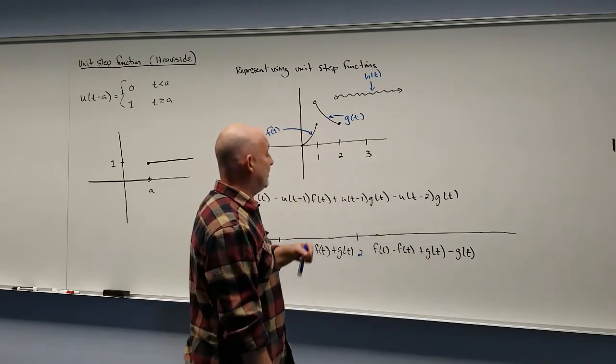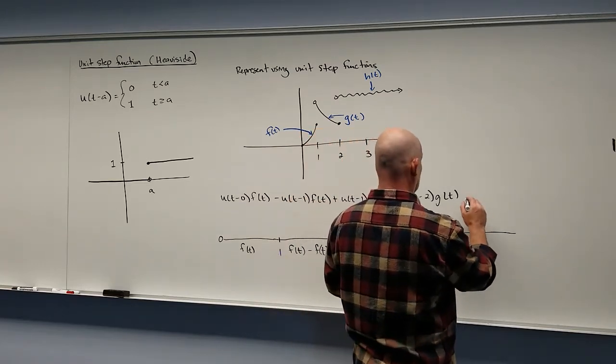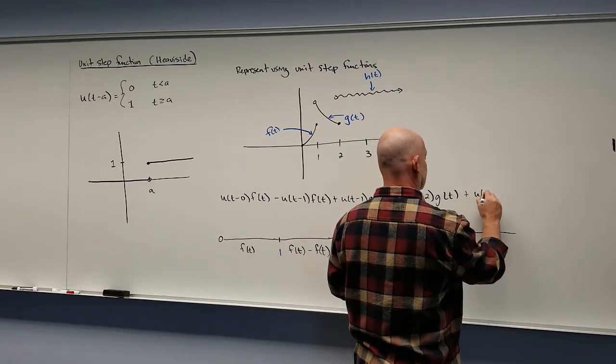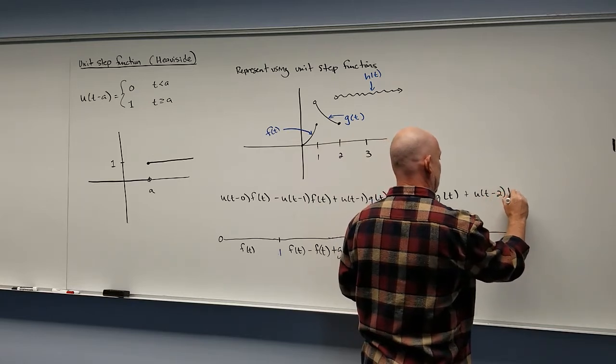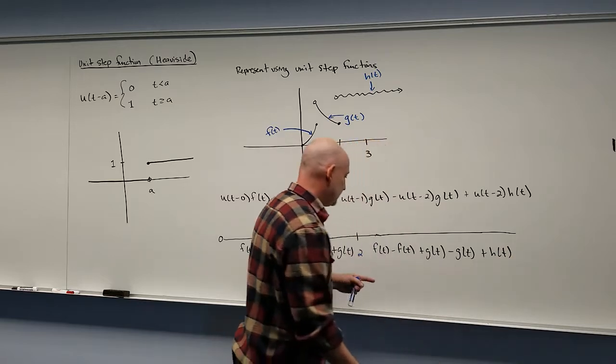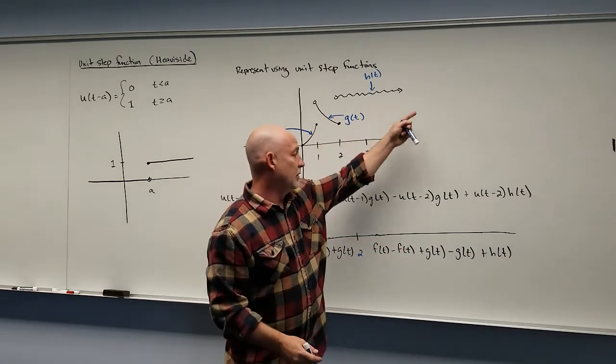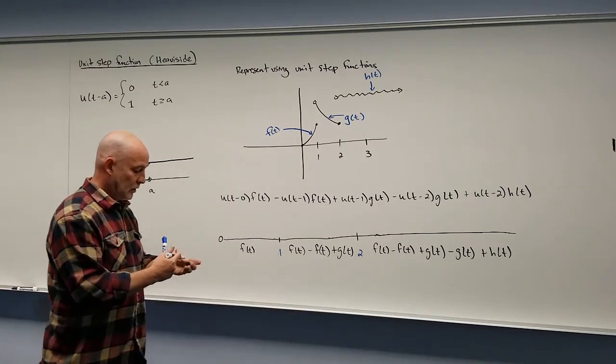Now what do we want to happen? We want h of t to happen at 2. So at u of t minus 2, we want h of t to happen. So plus h of t. And notice if you simplify that, the only thing that we have left on is h of t. And we want that to go on forever.